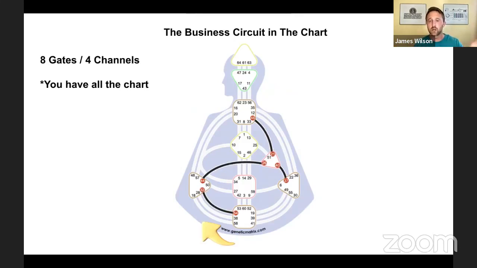With the exception of 21-45, which is a manifested channel, which we'll get into on the next slide in more detail. This is a manifested channel, and it's all about distributing resources. So it's the manifestation aspect of the business circuit.